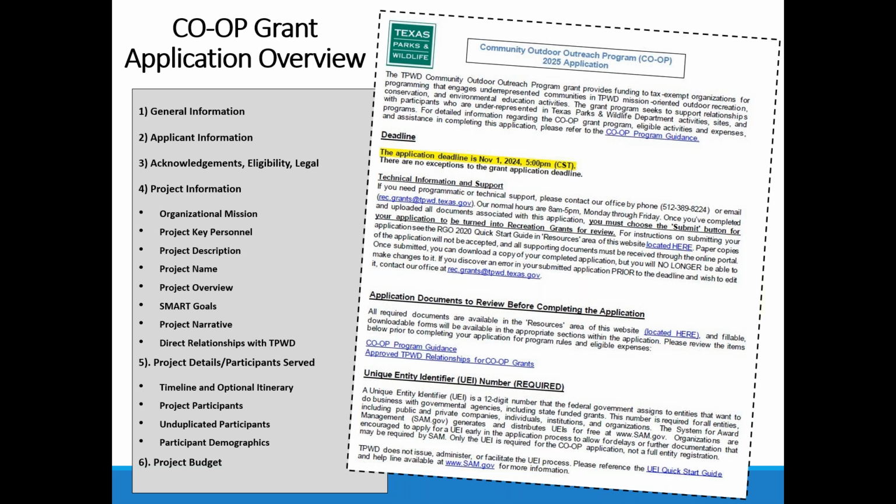Keep in mind that Texas Parks and Wildlife does not administer the sam.gov system. That's a federal system that assigns the numbers. We have no control over the speed at which they do that or the status of your request. It can take up to a month. If there are issues, I've seen it take a little longer. So it is required that you have the UEI number in order to apply for any state grant funds, including the co-op grant.